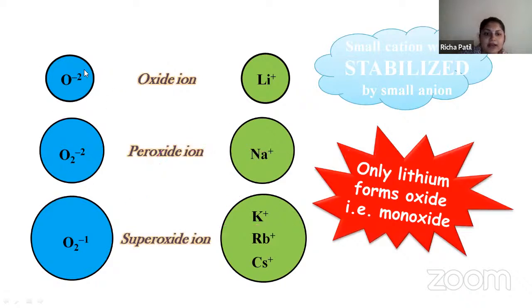So you can see here, first is lithium, which forms the oxide ion. As you go down the group, a small cation is stabilized by a small anion. So only lithium forms the monoxide, while the others form oxides of higher versions. Sodium forms peroxide, while potassium, rubidium, and cesium form superoxides. Only lithium forms monoxides.